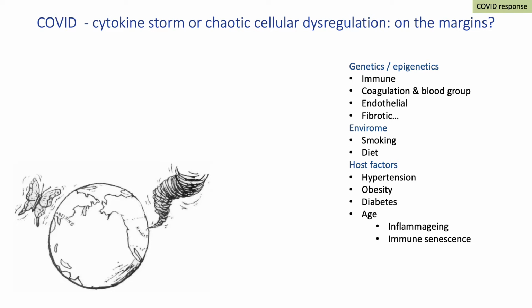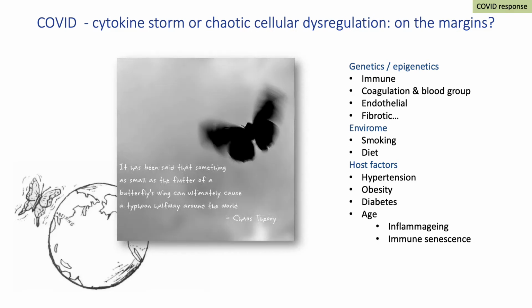This phase has been termed a cytokine storm, although I'm going to suggest to you that it may just be chaotic immune cellular dysregulation. The whole idea of chaos, of course, was originally described for the butterfly causing a whole range of problems on the other side of the world. And the factors that might regulate the capacity for the butterfly, that being a normally relatively mild coronavirus infection, becoming a storm, if you like, lies in host immune genetics.